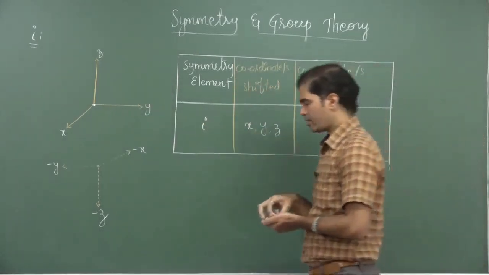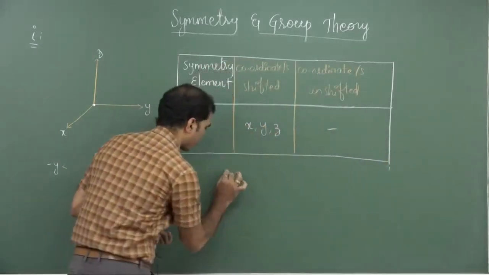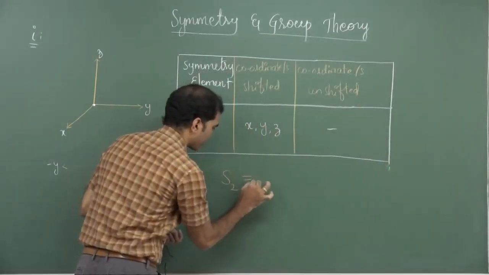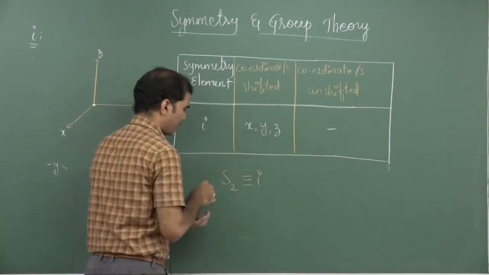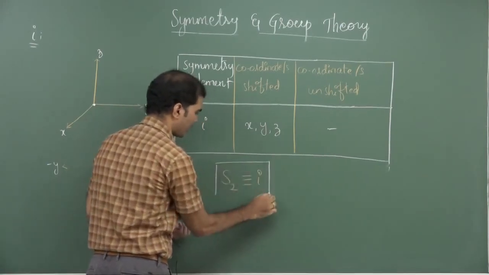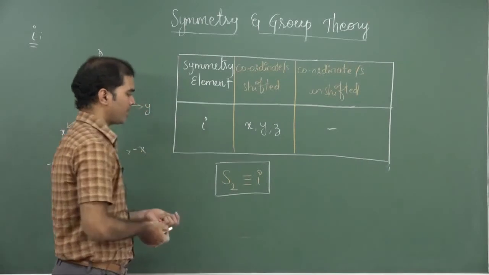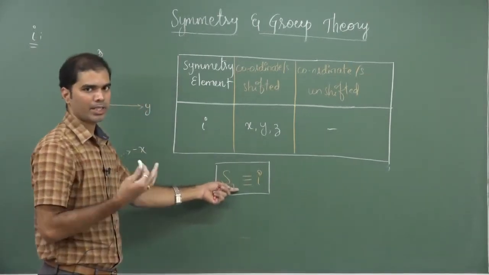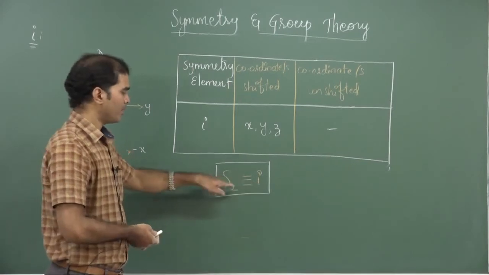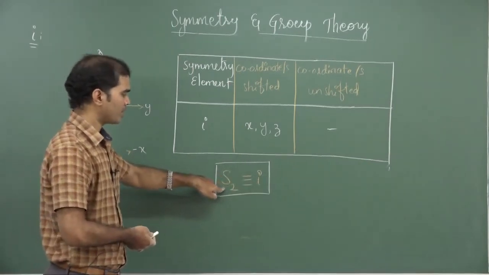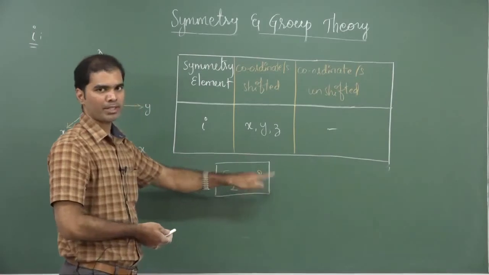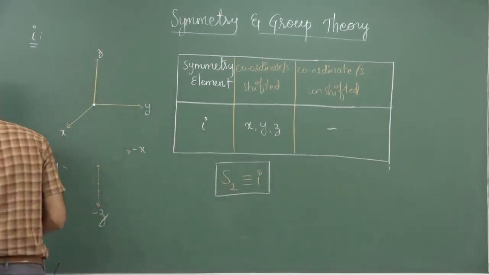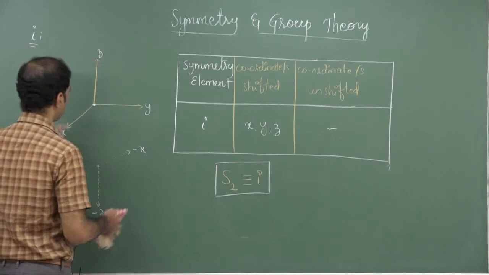So for this reason, in symmetry we say that S2 is equivalent to inversion. That S2 could be along Z, Y or X. Simply, S2 is equivalent to inversion. Whatever result you get by performing S2, the same result you will also get by performing inversion. Okay, this is about inversion.